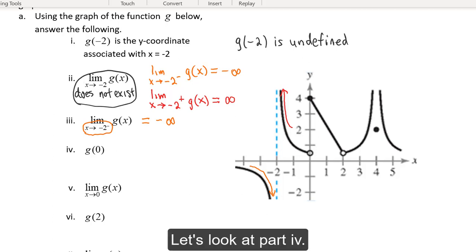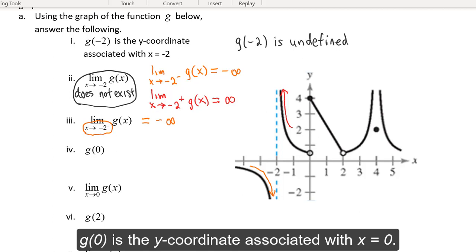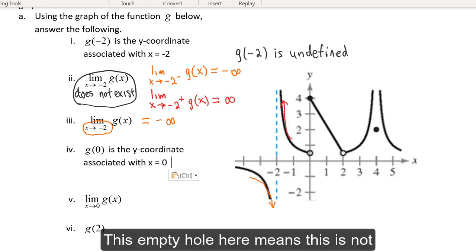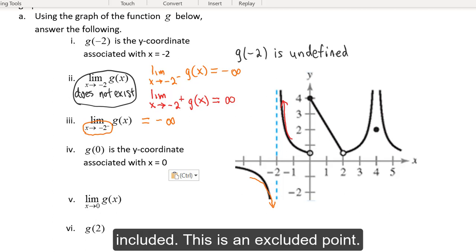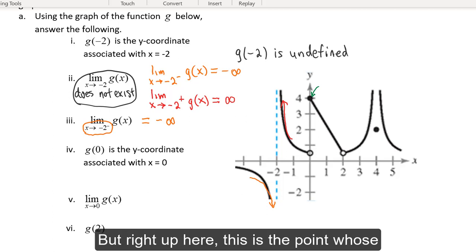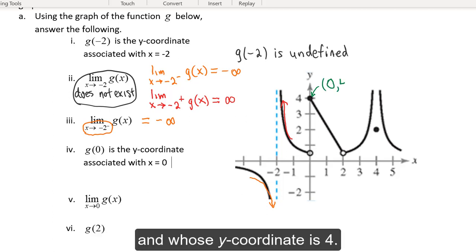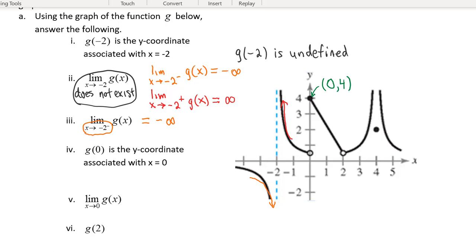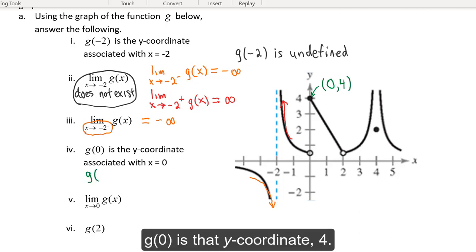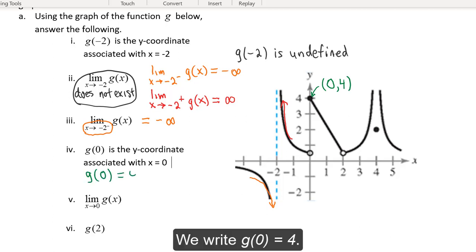Let's look at part 4. G of 0 is the y-coordinate associated with x equals 0. This empty hole here means this is not included. This is an excluded point. But right up here, this is the point whose x-coordinate is 0 and whose y-coordinate is 4. G of 0 is that y-coordinate 4. We write g of 0 equals 4.